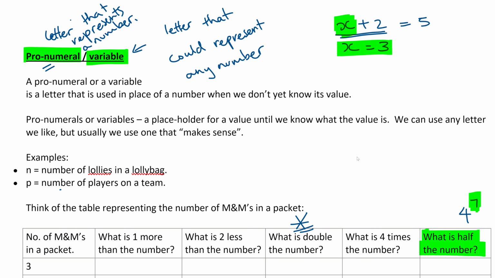And if I wrote something like 2n plus 4, now n can be anything because we don't know what the value of n is. So for this example, n is a letter that could represent any number. So in this example, n is a variable. And I think I'm going to leave it there. So I'm going to stop the video.